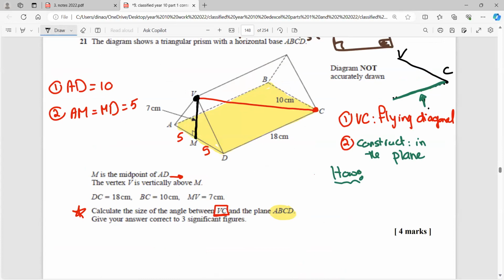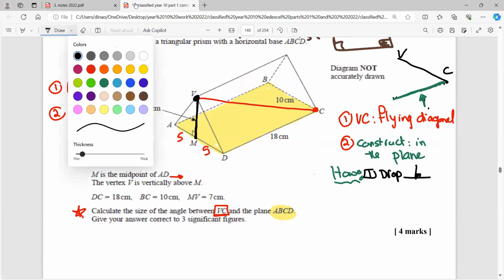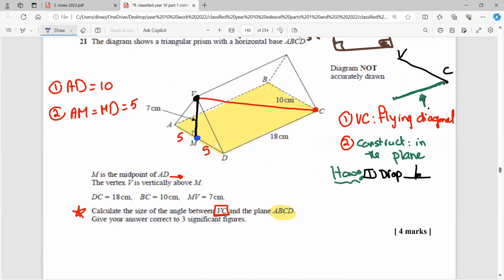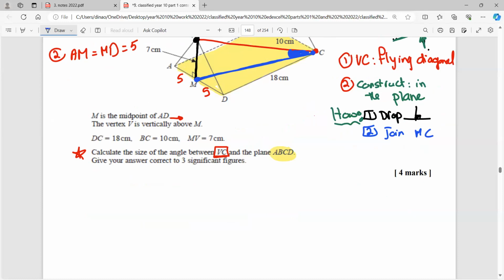I'll show you how. So how do I construct it? Drop a perpendicular from the highest point and then join M and C. Join these two points together to create what type of triangle? To create a right angled triangle. Where is the angle? This is the angle over here. So drop the perpendicular and then join M and C together to create a right angle triangle. So this is the angle that you are required to calculate.